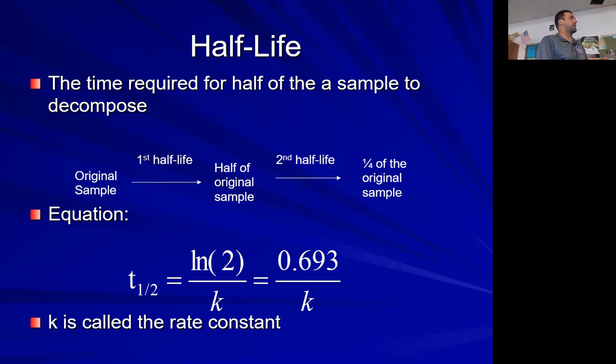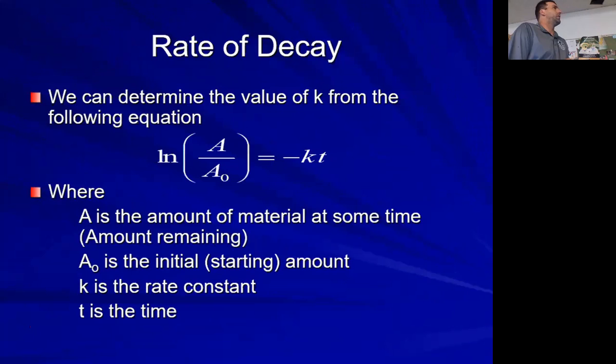So k is the rate constant. This big equation, let me write that down somewhere for right now, that way you can have it for later. The rate of decay. Here's our other thing that we're going to use along with it. Rate of decay is how you can determine k, or some other things.